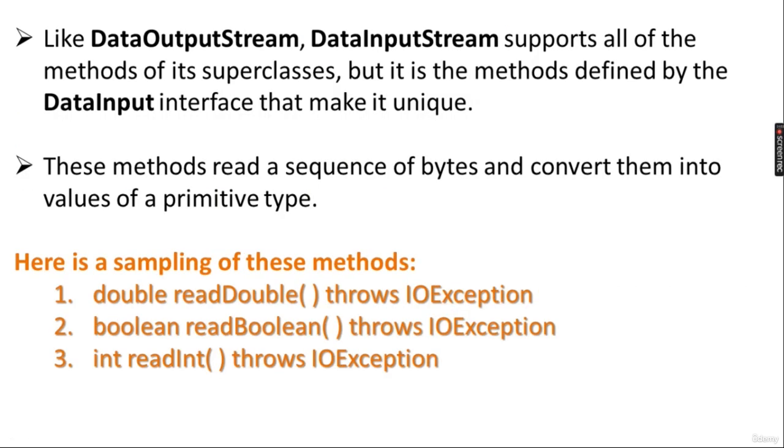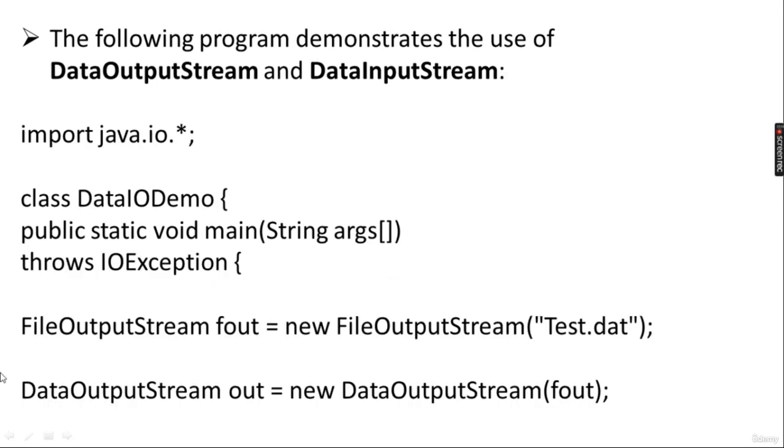Like data output stream, data input stream supports all of the methods of the superclass, but it is the methods defined by the data input interface that make it unique. These methods read a sequence of bytes and convert them into values of primitive type. So first of all, it will take an input stream object, read a sequence of bytes and then convert them into primitive type. It will read double, convert it into double. It will read boolean, convert it into boolean. It will read int, convert it into int.